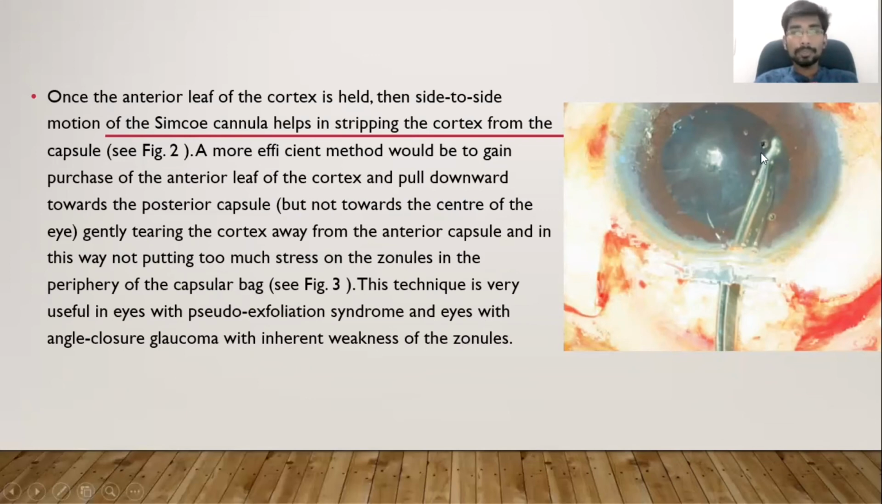Once we hold the tip of the anterior capsule, we have to slightly move the Simcoe cannula side to side, which helps in stripping of the cortex from the capsule.